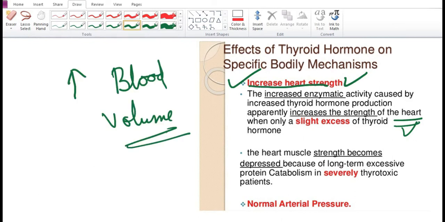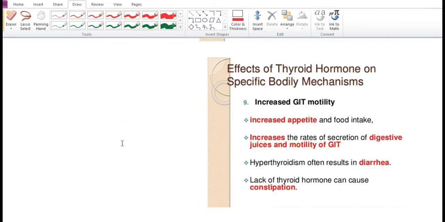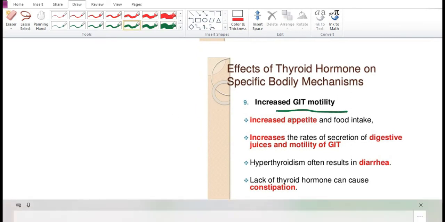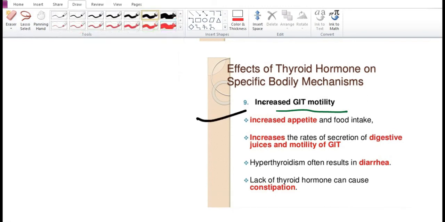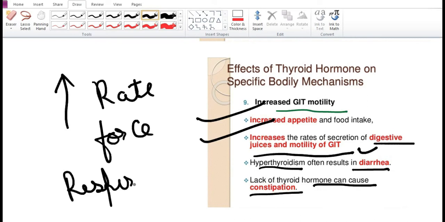Action on the GIT motility, it increases the appetite. So it increases the appetite and food intake. It increases the rate of secretion of digestive juices and motility of GIT. Hyperthyroidism often results in diarrhea. Lack of thyroid hormone can cause constipation. Action on respiration, it increases the rate and force of respiration indirectly.